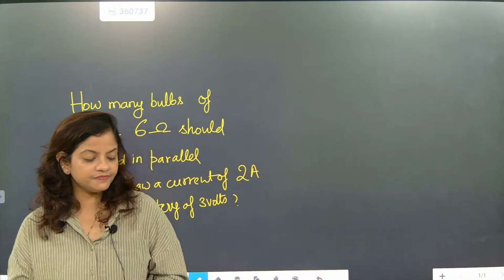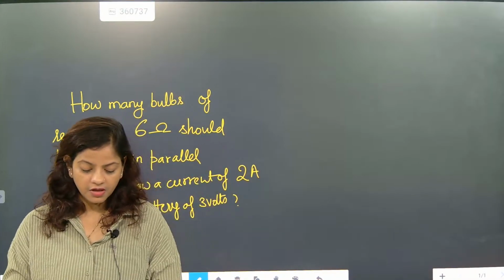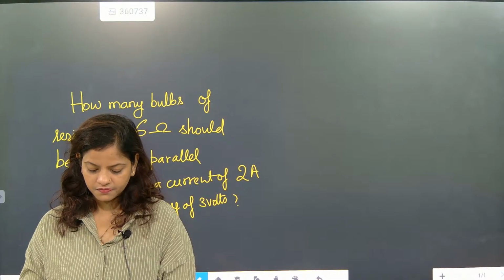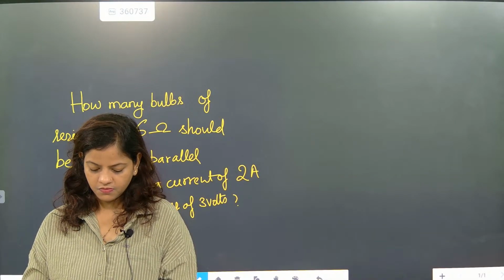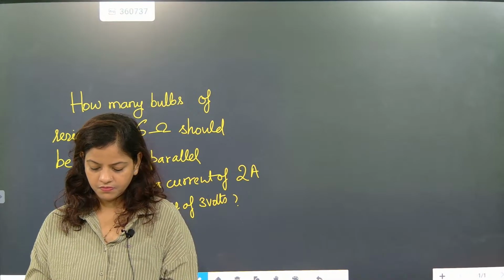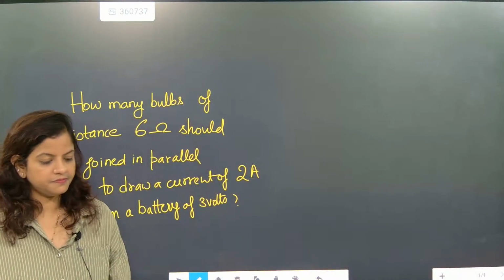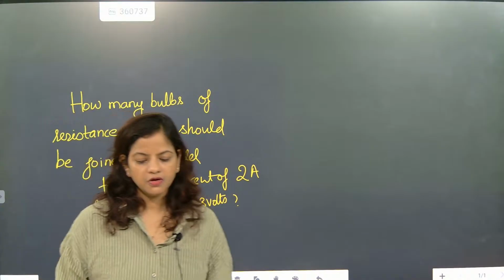Can I solve? Online children, inform the students to join as fast as possible. Everyone, come on. How many bulbs? 4 bulbs.